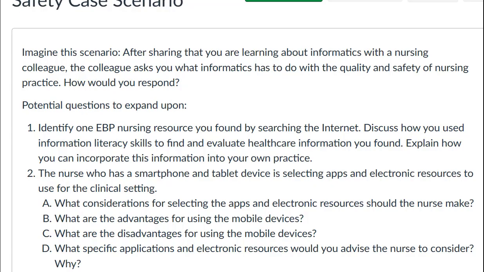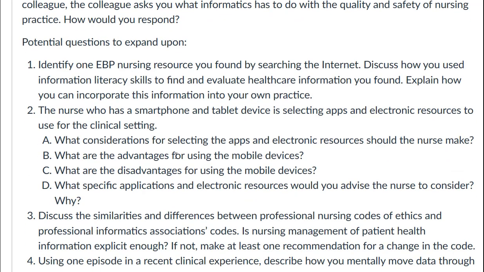Some examples are going to include finding and evaluating evidence-based practice resources, selecting mobile apps for your clinical practice, telemedicine, data breaches and patient privacy, nursing ethics and informatics, or using the data, information, knowledge, wisdom framework during patient care. Those are all excellent options.